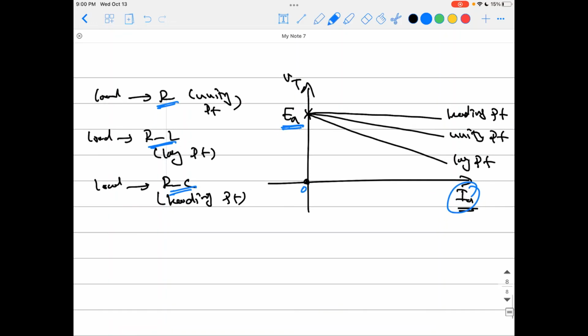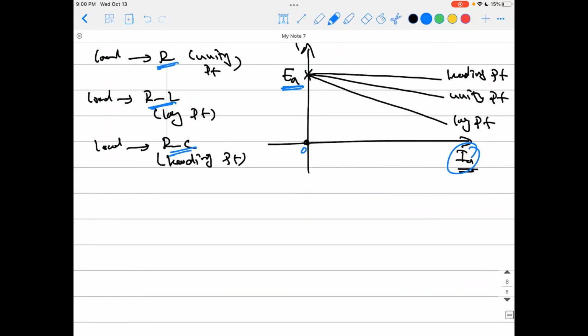So why does the nature of the load have this impact? For lagging power factor, that means an RL load, it's having more decay, like you see here. It goes deeper and deeper because you have increased voltage drop over the internal impedance, because you have both R and L.